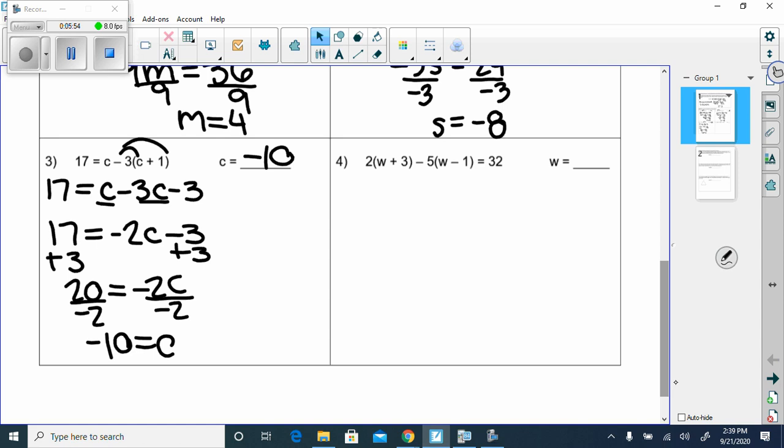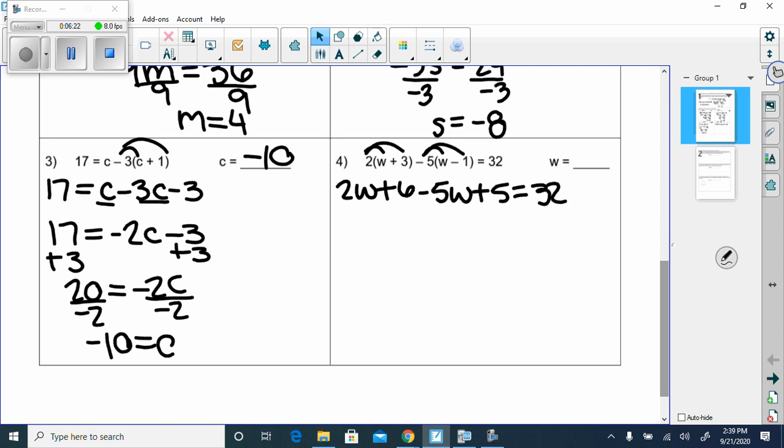All right. Number 4, what am I doing here? Combining my terms on both sides. You distribute. On both. Distribute. And we don't just do it once, we have 2 places. So I've got 2 times w, 2w and 6. Good. All right, now I have to distribute a negative 5 as well. Negative 5w, and a positive 5. Good.